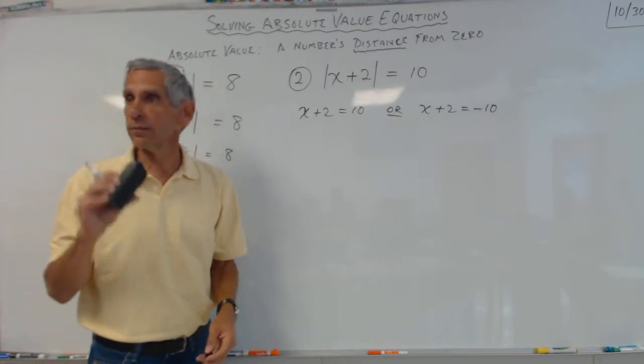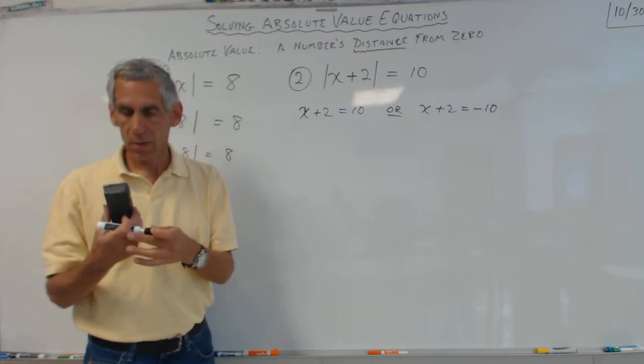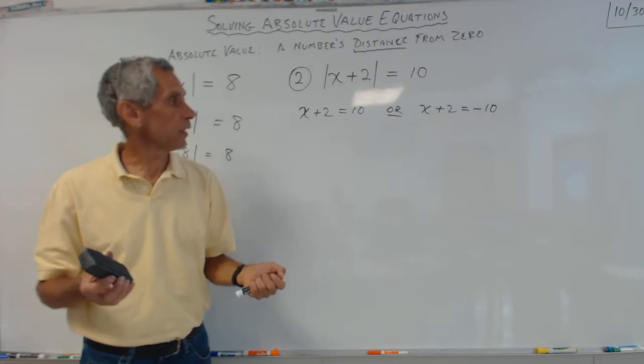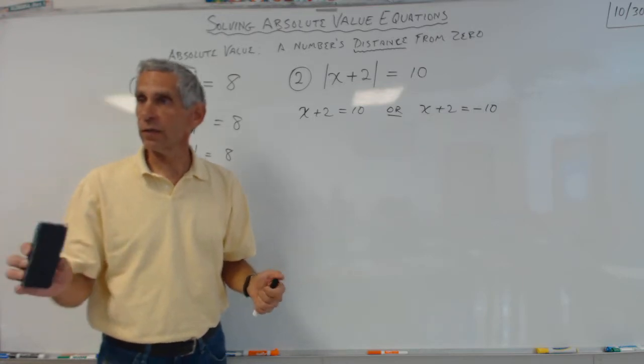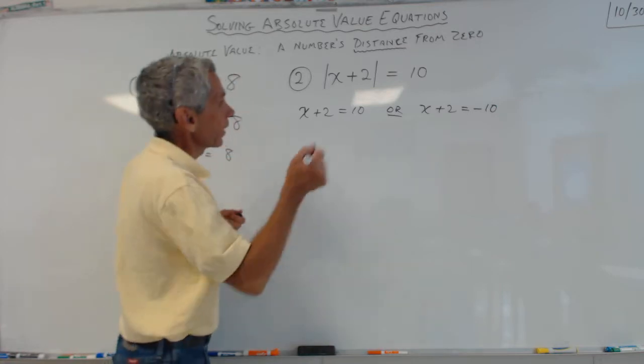A student is confused: so you just do x plus 2 equals 10 or x plus 2 equals negative 10? Yes. That's it? We're not done. Why is that true?